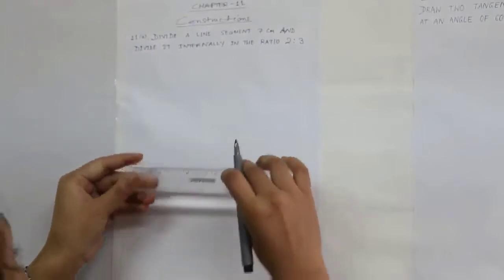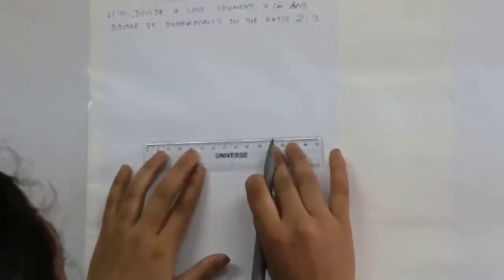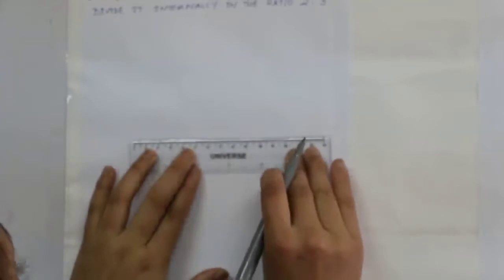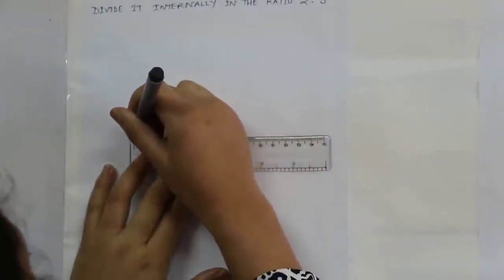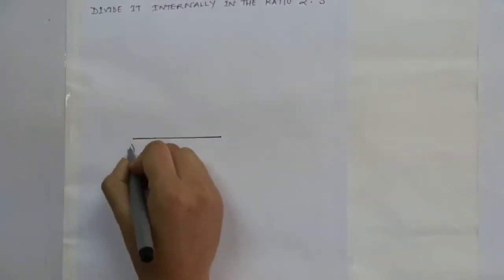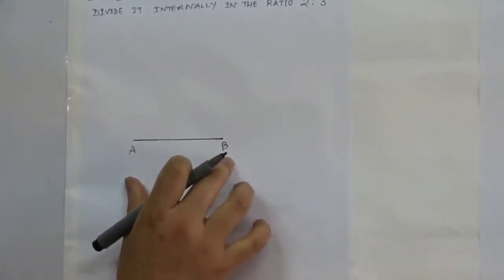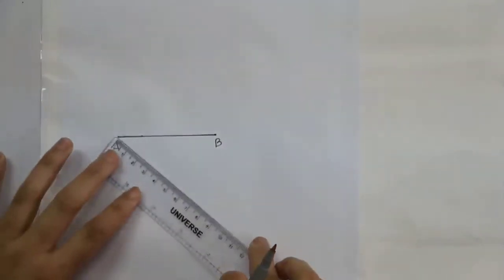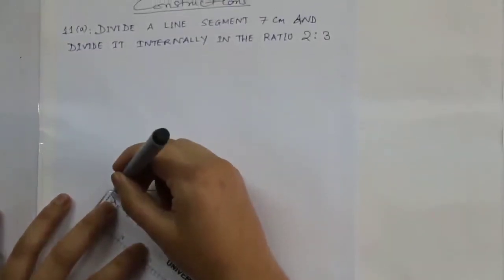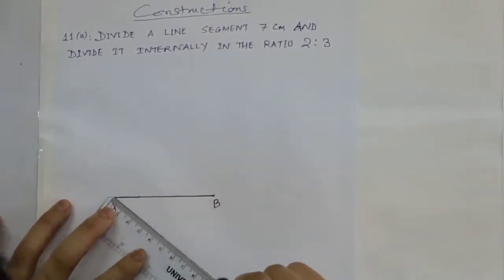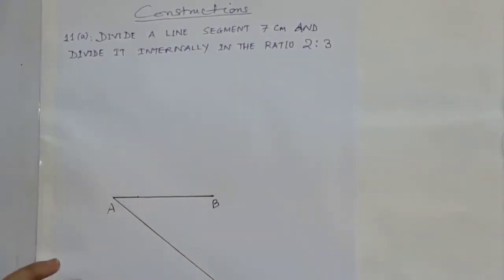Just take your ruler and measure 7 cm. Call this point A, this point B. This is the line segment AB of 7 cm. Now, next step, we take any ray which makes an acute angle with AB. I'll take this ray which makes an acute angle with AB. Let's call this one X.